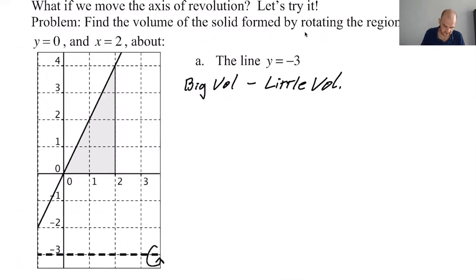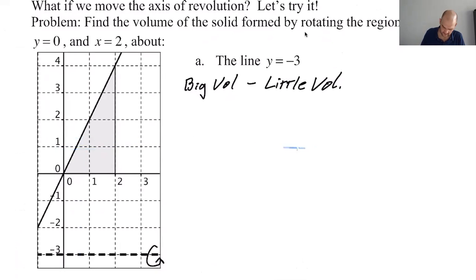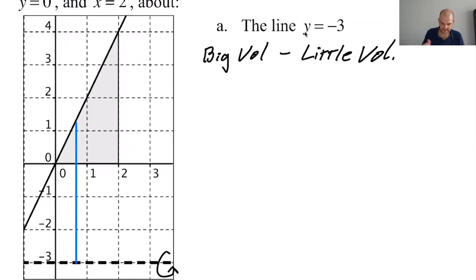And I like to draw them in. So this is going to be my big radius from the axis. All right, that doesn't make any sense. I'm not really sure what is happening there. There's a lot going on here. All right, so that's going to be my big radius, like capital R.